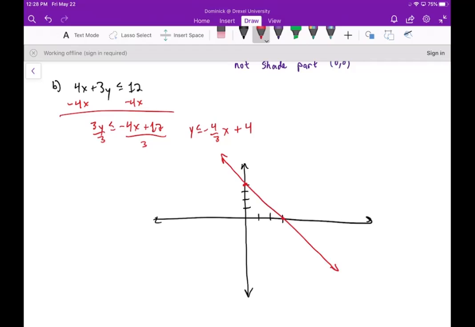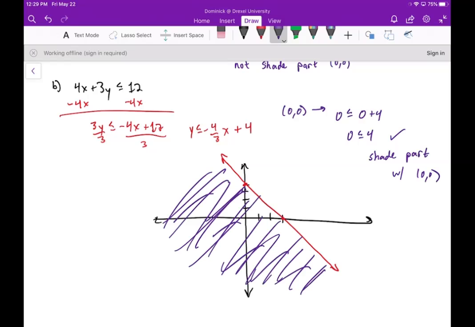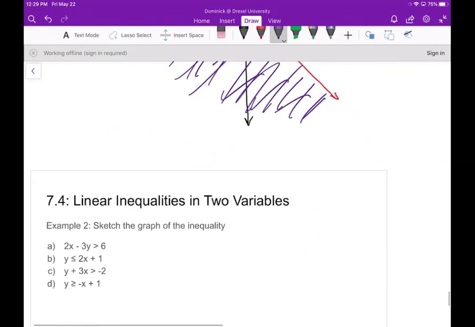Again, we'll test 0, 0 since that's not on the line. If we plug that in, we get 0 is less than or equal to 0 plus 4, so 0 is less than or equal to 4. This is true, so we're going to shade the part with 0, 0. So we want to shade this side. All right, so that's the solution.